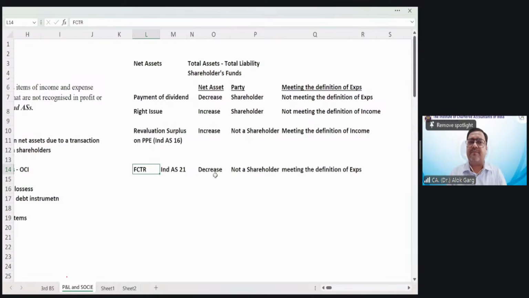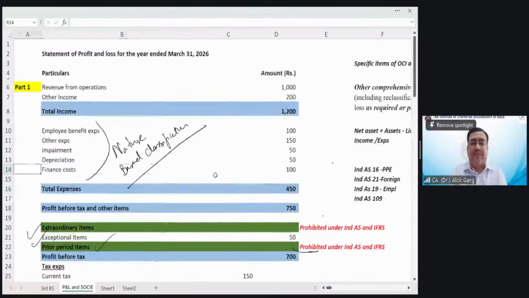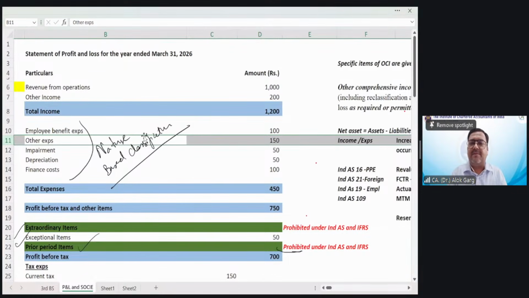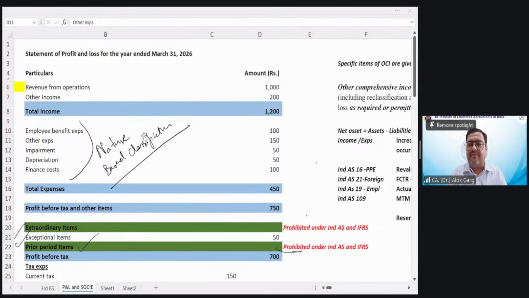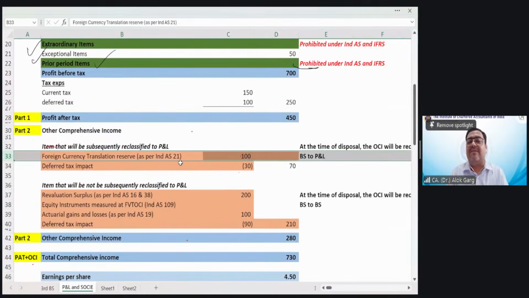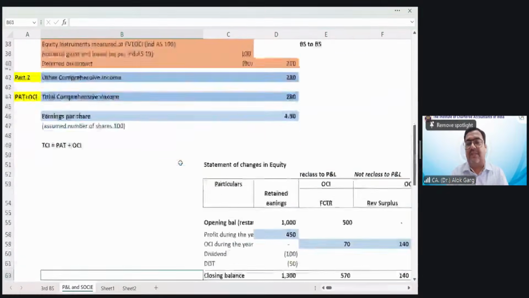Friends, this foreign currency translation reserve used to take in reserve in accounting standard. Should I take this foreign currency translation reserve in other expenses here? What would you say? Does it meet the definition of expense? Should I take it in the expense? No, I should not. So where should I take it? I should take it into other comprehensive income, a foreign currency translation reserve, other comprehensive income, right?